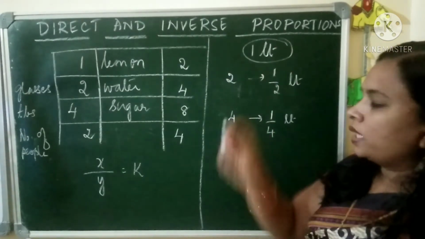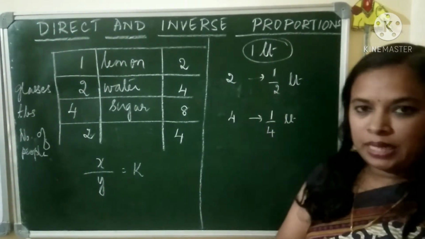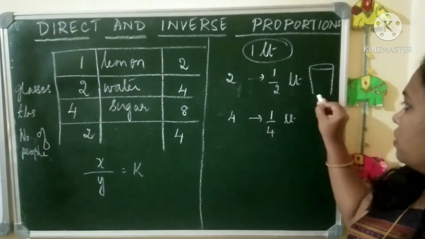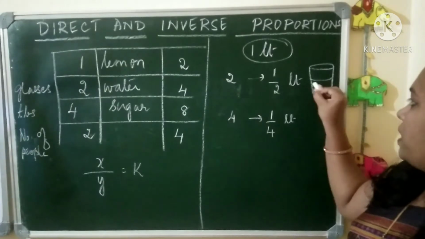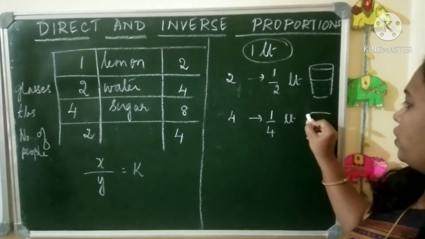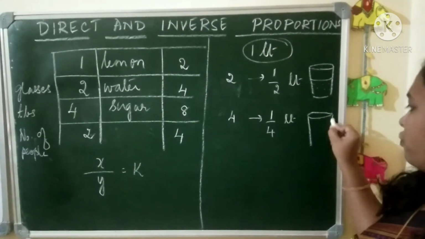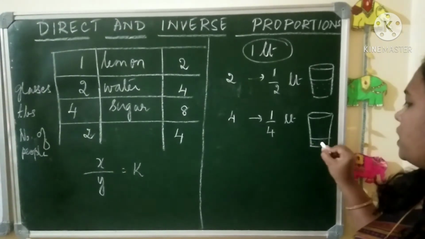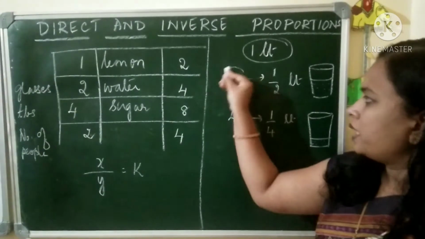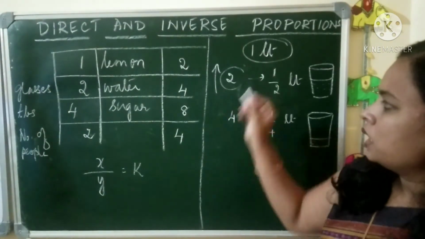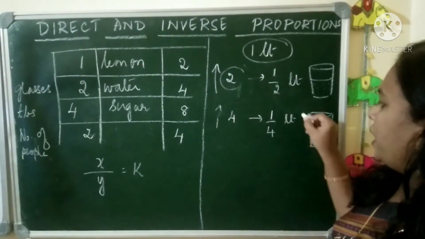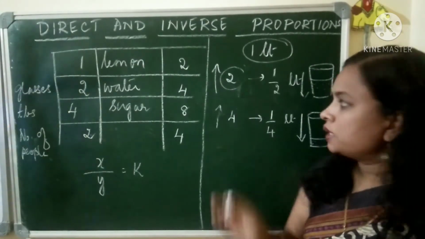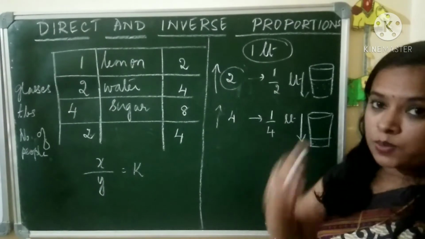This is 1 liter. Now 2 people have arrived and you got half a glass. Okay, half of this is being distributed. Now when you are having 4 people, a quarter of it is getting distributed. So when there is an increase in one quantity, there is a decrease in the other quantity. So this case is called inverse proportion.